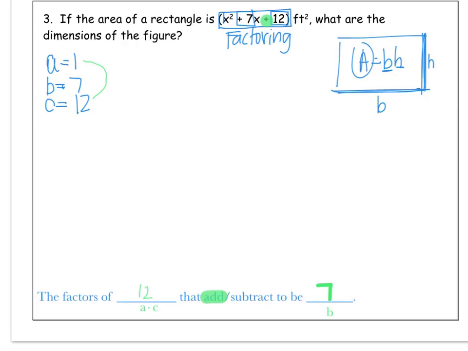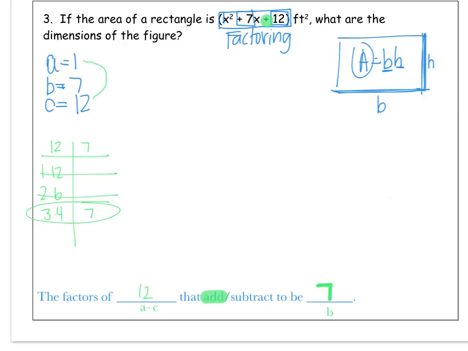So when I think about that, I know that the factors of 12 are 1 times 12, 2 times 6, and 3 times 4. So when I think about the factors of 12 that add, 1 plus 12 is 13, so that won't work. 2 plus 6 is 8, so that won't work. But 3 plus 4 is 7. So I found the factors of 12 that add to be 7, and they are 3 and 4.